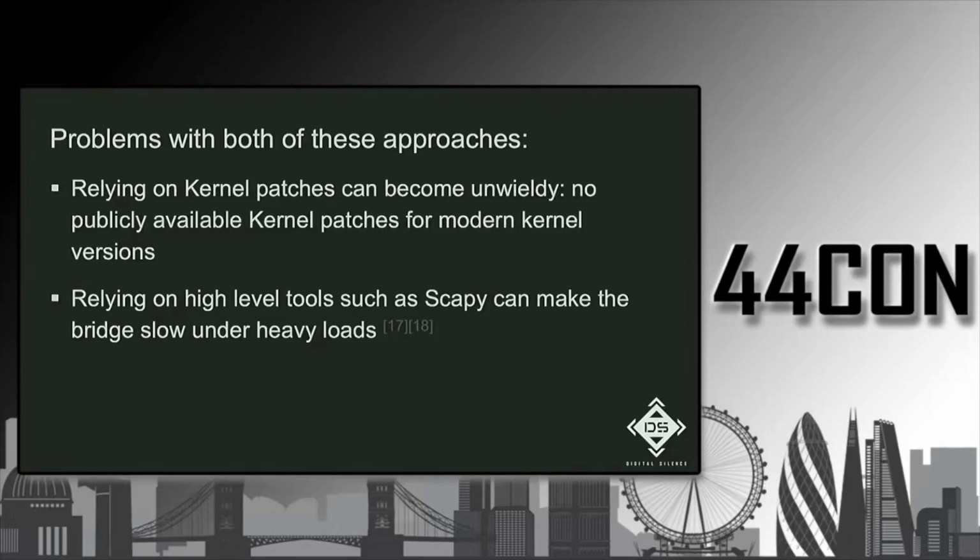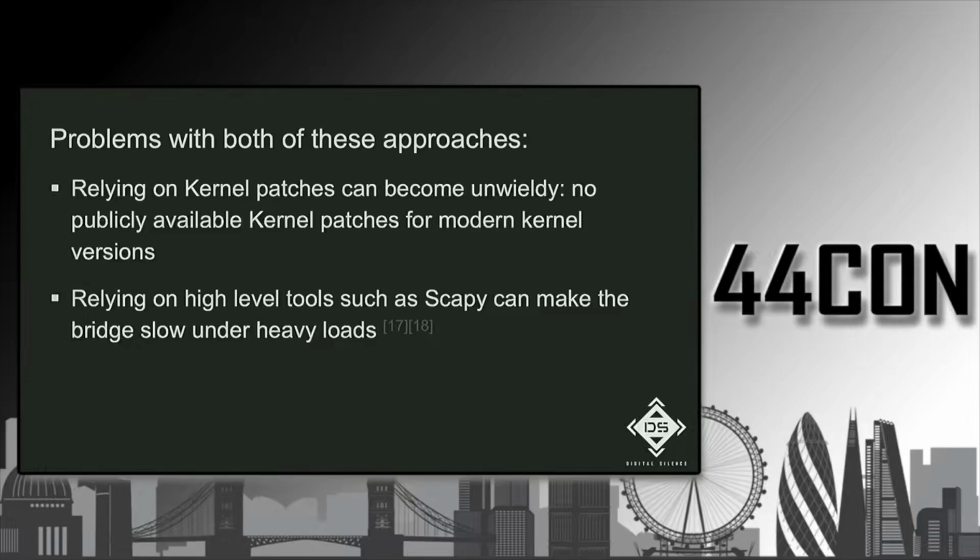So essentially, if your tool is relying on a kernel patch and development of the kernel suddenly starts to go this way, and something that existed in one file is now in two or somewhere else, the patch is going to break, and your tool is no longer going to work. And the problem with relying on higher level tools such as Scapy is that it can make the bridge kind of slow under heavy loads. You won't notice it at first, but in circumstances where you have a high volume of traffic, it will create a bottleneck. And a bottleneck's a really good way to get caught.